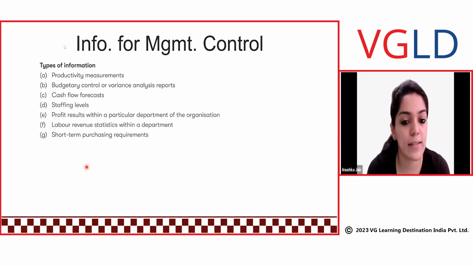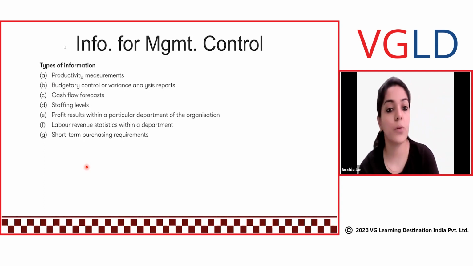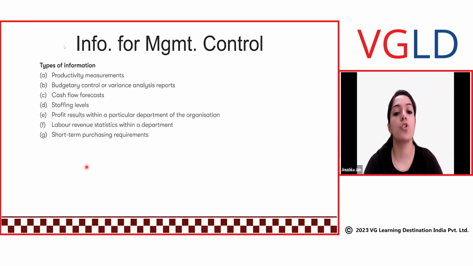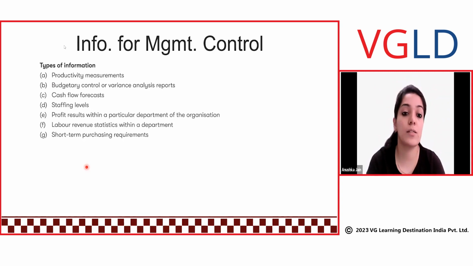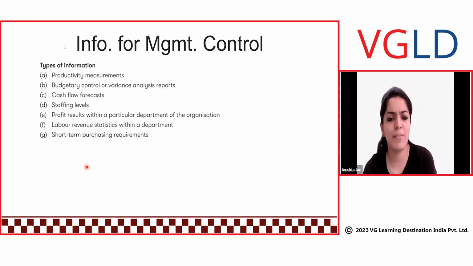Labor revenue statistics within a department. Labor revenue meaning for every 1 rupee of labor that you are paying, what is the revenue you are getting out of it? How does that statistics look over time in a department? And last is short-term purchasing requirements. Okay, that's the frequency with which you need to purchase, and the quantity which you need to purchase. All of this information is necessary at the middle management level. I hope it is clear, very simple, straightforward.